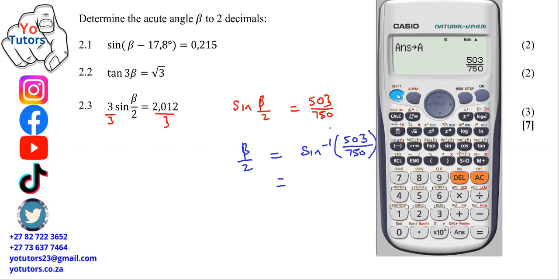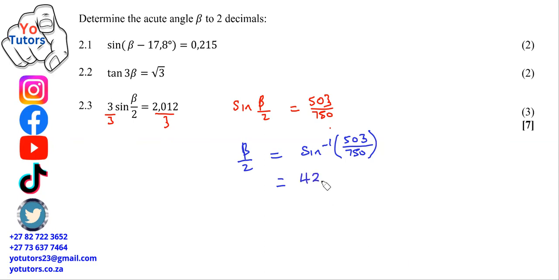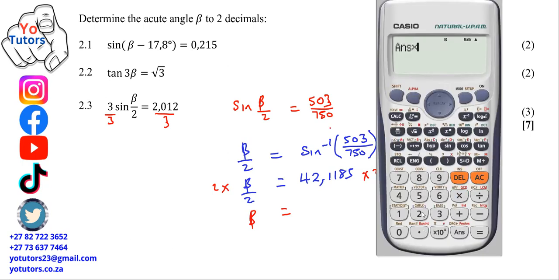So here we're going to say shift sine, then answer, then we close the bracket, and we get 42,1185. That's our beta over 2 there. Then for us to remove the 2, we multiply by 2. Then what we get here is our beta. This is going to be equal to times 2, and we get 84,24.